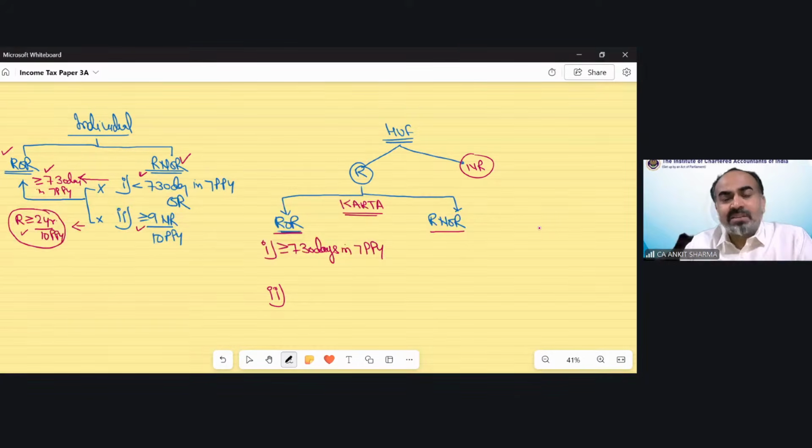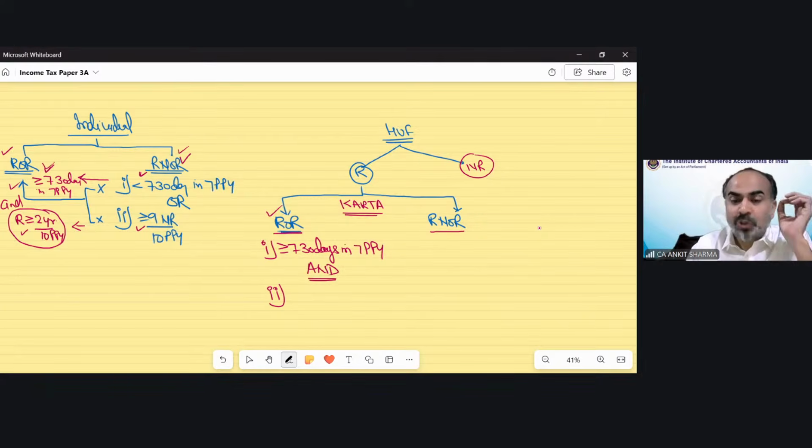So when somebody would be ROR, when he is more than or equal to 730 days in 7 preceding previous years, and both conditions should be fulfilled, at least 2-year resident out of 10 preceding previous years. Because if any of these conditions is not fulfilled, automatically he becomes resident and not ordinary resident. So they explain in HUF from the point of view of ROR, not from the point of view of RNOR. The answer will come the same. If you apply this way, the answer will be the same. And both conditions should be satisfied.